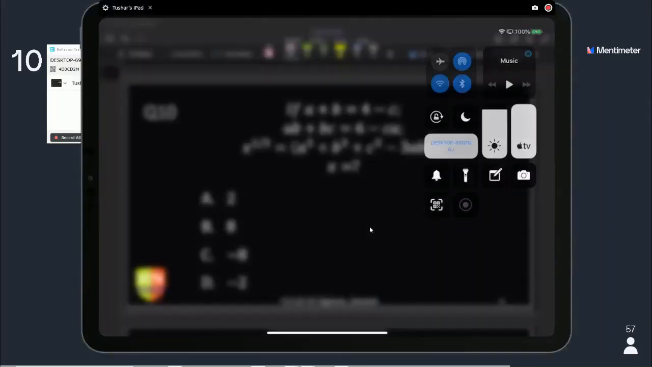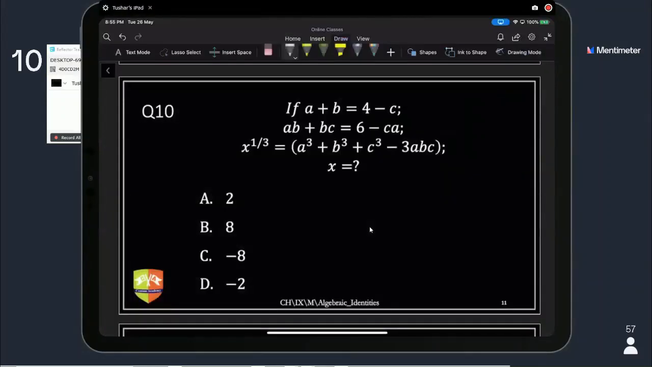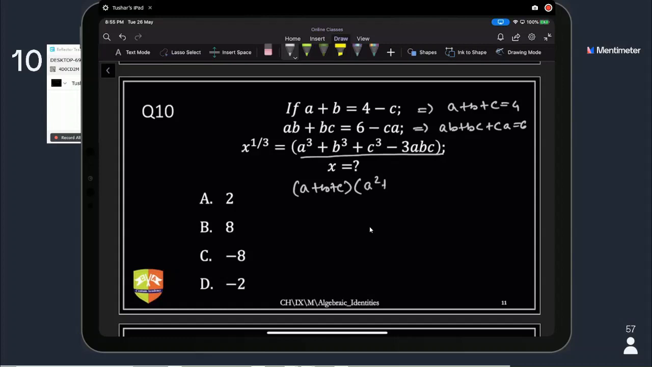Yeah, okay. So this was again very, very simple. Why? Because you have to observe that a plus b plus c is 4. I had purposefully written it like that. And ab plus bc plus ca is 6. Now it was very simple. a cube plus b cube plus c cube minus 3abc is (a plus b plus c) times (a square plus b square plus c square minus ab minus bc minus ca). This is the identity.